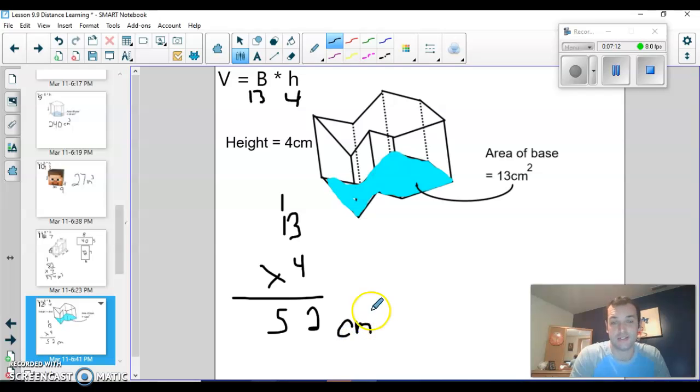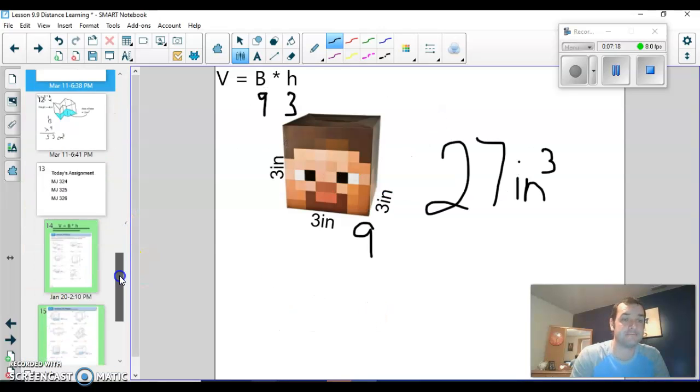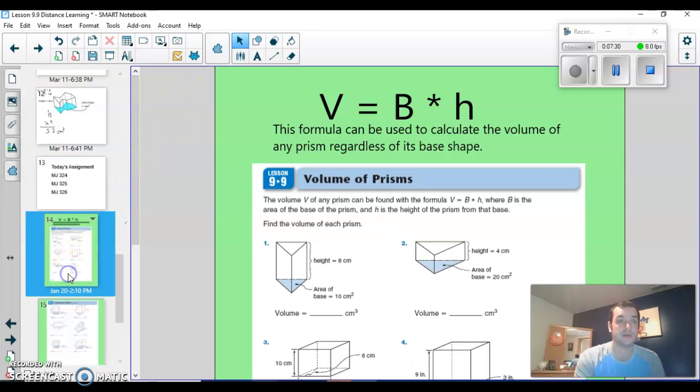So that's today's lesson, kids, on finding the volume. So when you open up your math journals, this is going to be your assignment today. Today's assignment looks like this. You're going to be doing math journal page 324, 325, and 326 is a math box page. Let's take a look at what these pages even look like. I'll change my cursor here.